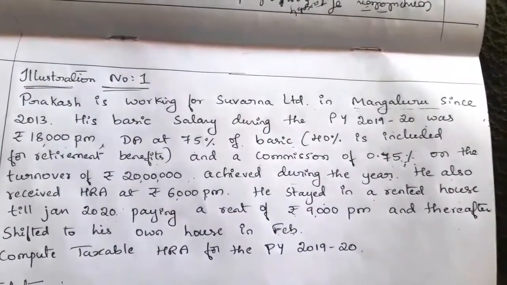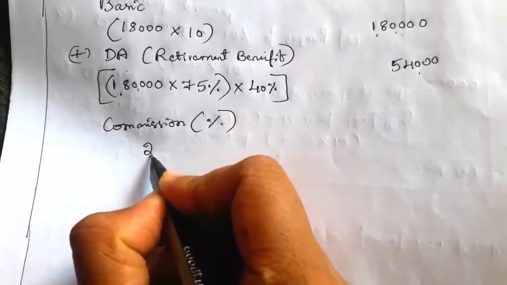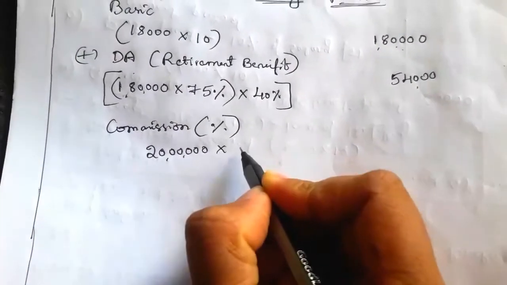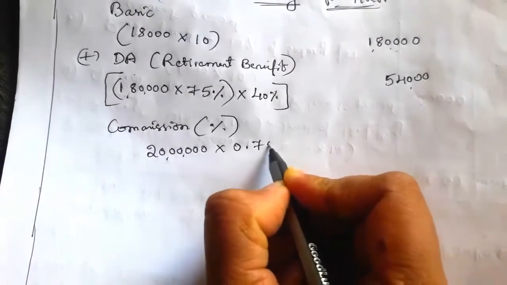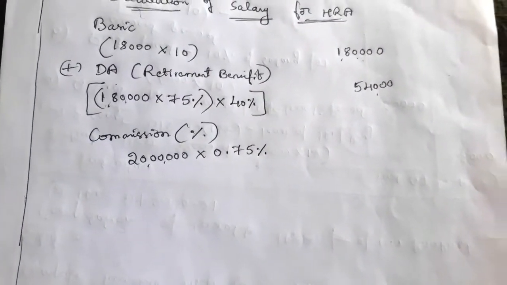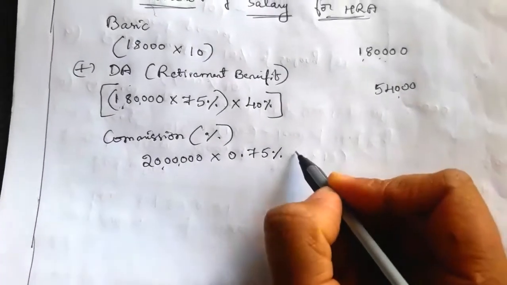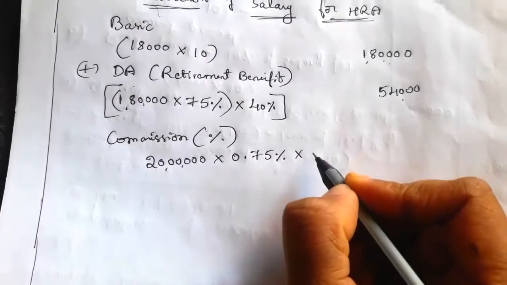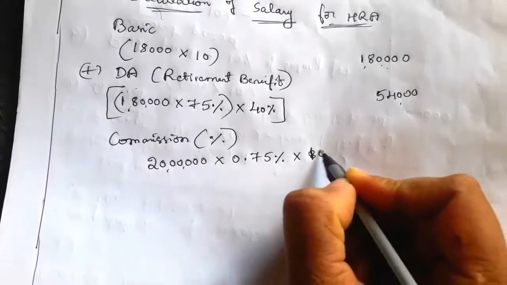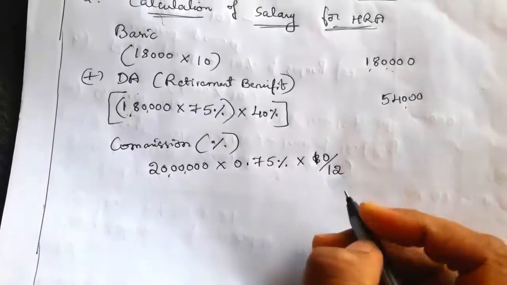In that we have to take only for 10 months. So the commission turnover value is 20 lakh. On this turnover value we have to take commission, that is 0.75% commission. So this is an annual commission. We got annual commission, so here we have to take only for the relevant period. So how many months is the relevant period? 10 months is the relevant period. So multiplying 10, dividing by 12, cancelling 12.